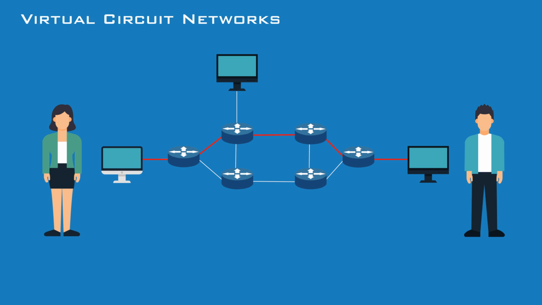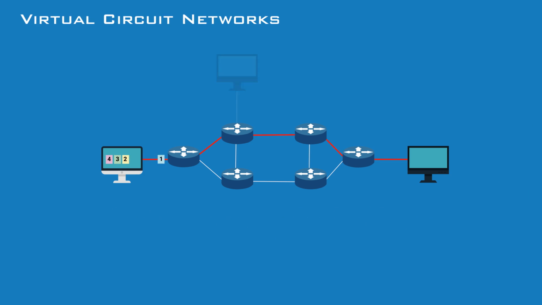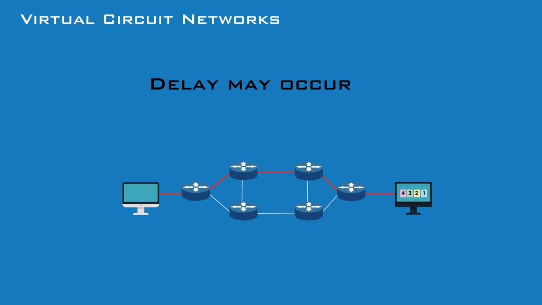In case of circuit-switched networks, it is not possible to use the same path unless the connection is terminated. As all the packets belonging to a particular source travel along the same path, they arrive at the destination in order. But they may experience some delay because of the congestion.